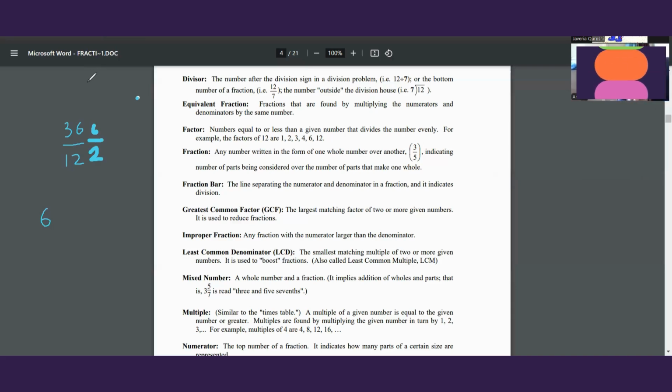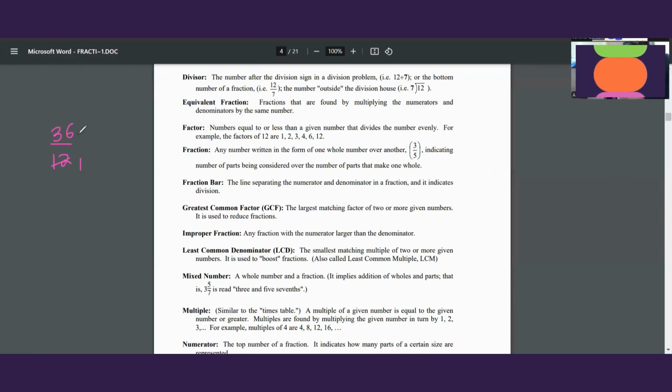Okay. 12 times 1 is 12, and 12 times 3 is 36. That's what I did. At first I did 9 over 3, then I did 3 over 1. So it was two more steps when we didn't use the greatest common factor. So the greatest common factor is 12 in this case because it can divide both 36 and 12, right? Yep.